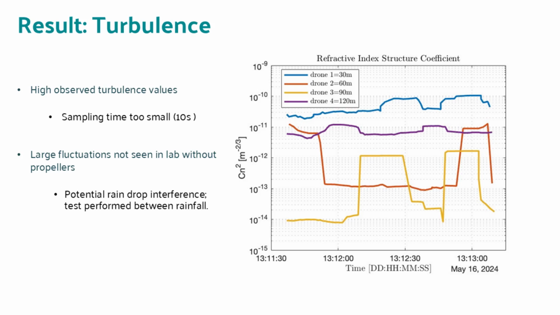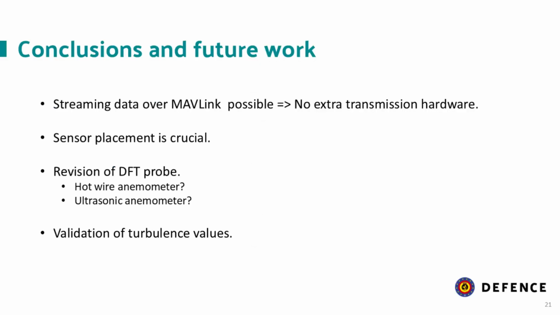corrupting the turbulence signal. So, this project was primarily a prototype to explore the feasibility of using drones as sensor platforms. One of the key takeaways was that it's entirely possible to stream sensor data over MAVLink telemetry without needing additional transmission hardware. This means that you can essentially connect an Arduino or whatever microcontroller directly to the system and use it in many different types of experiments.